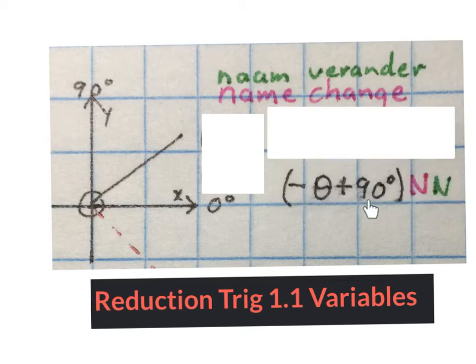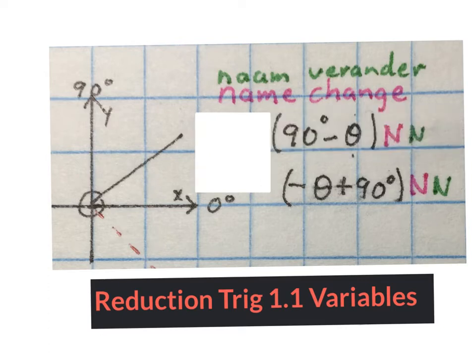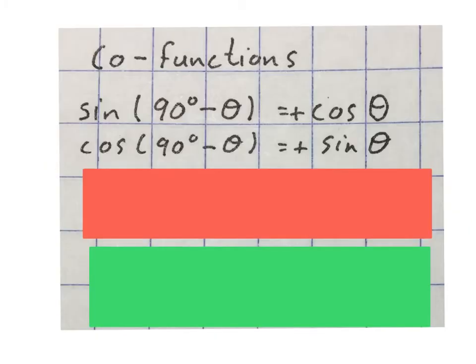In which quadrant is this bracket? It says minus theta, so we're going to go minus acutely and then plus 90 degrees. And the name of the function will change. Please stop the video and get your brain around this. I'll come back to this just now.